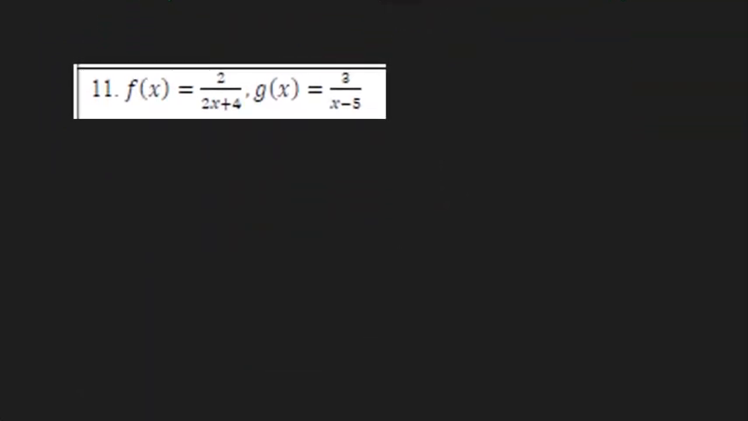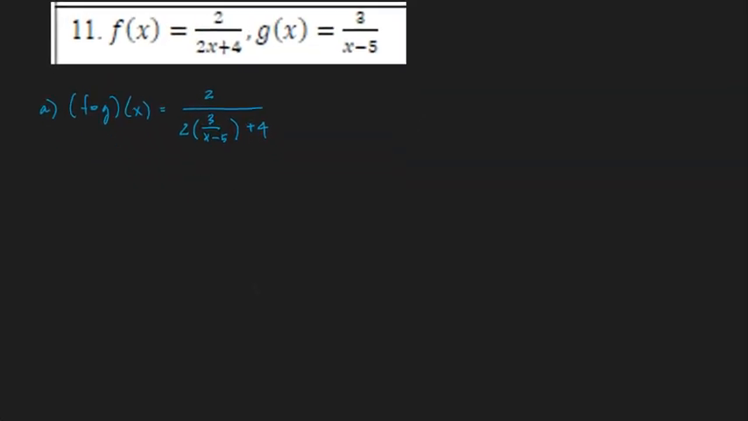This one's a little tricky. Okay? Your favorite, f of g of x, we had 2 over, and then we're going to make 2 times 3 over x minus 5 plus 4. Okay, 2 over, that's going to be 6 over x minus 5 plus 4. And this is going to be 2 over 6 over x minus 5.